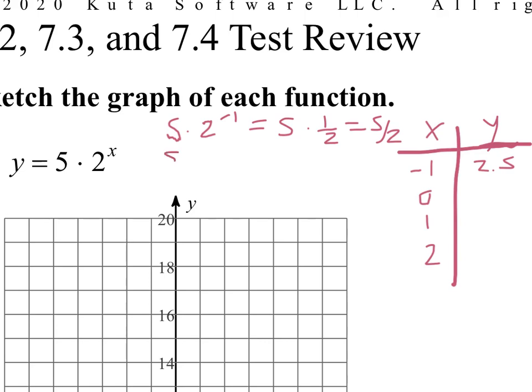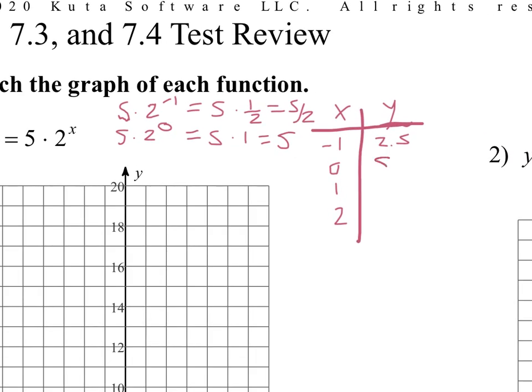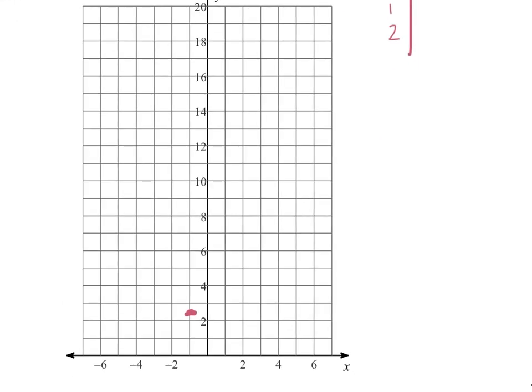Next, we're going to plug in 0. So we have 5 times 2 raised to the 0. Anything raised to the 0 is 1. So this is 5 times 1, which is 5. So if we go to our graph, we stay on 0 and go up 5.